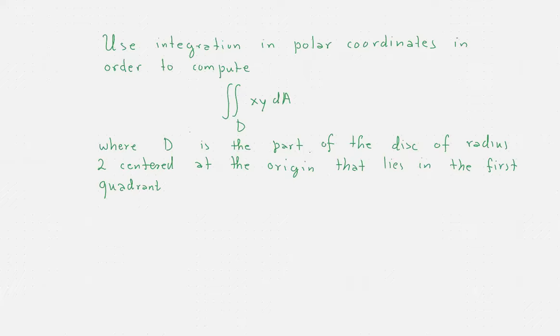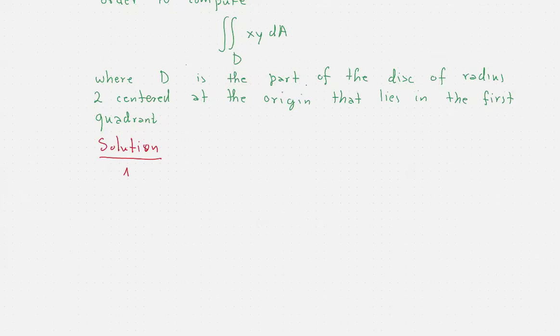Okay, so we would like to compute this integral of xy over D, where D is the part of the disk of radius 2, centered at the origin, that lies in the first quadrant. Let's actually draw D and understand what we're dealing with here. So suppose that this has radius 2, and this is D.